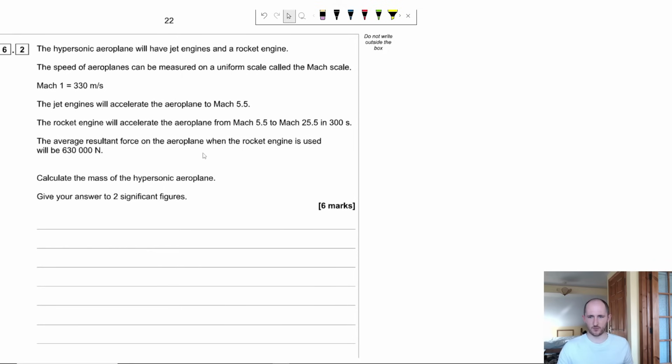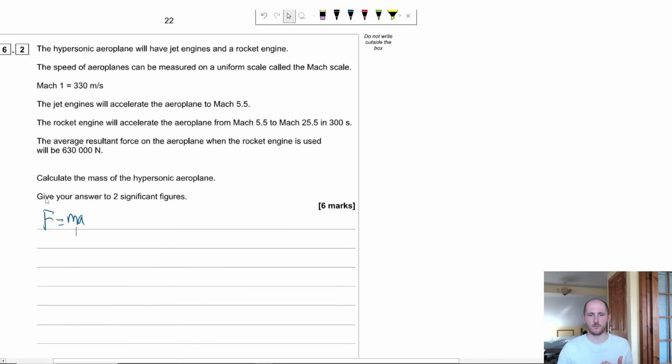The average resultant force is going to be 630,000 newtons. Calculate the mass. Give your answer to two significant figures. Well, remember what I said. F equals ma is what we're going to be using for this equation, because if you ever have force and acceleration and you want mass, that's F, M, and A. So you're using F equals ma. Okay, so it's always going to be the same.